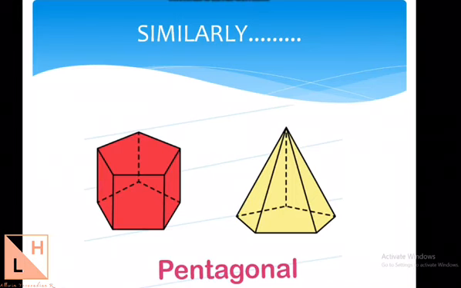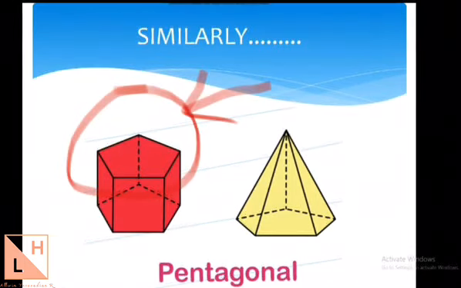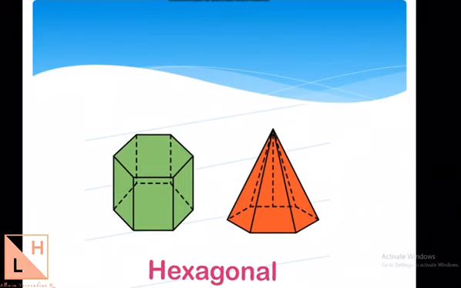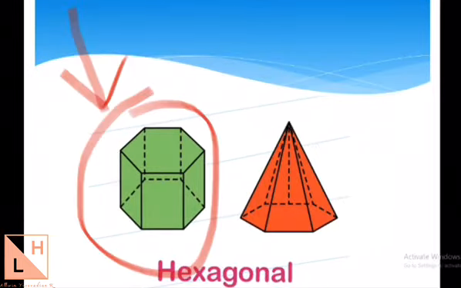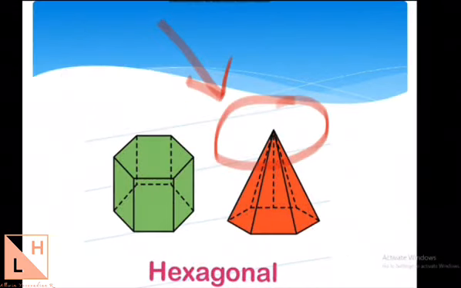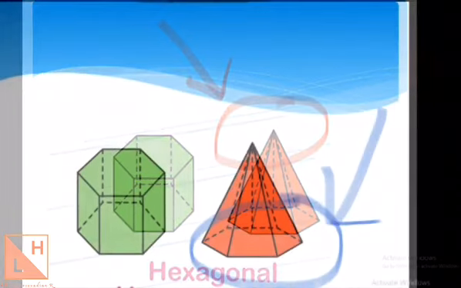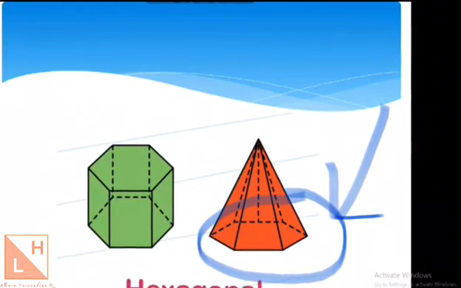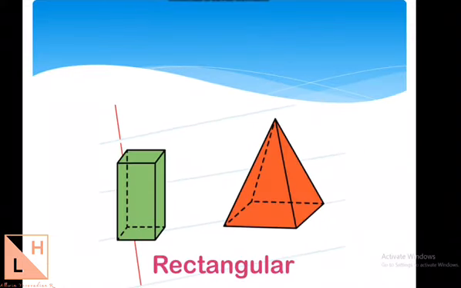And similarly you will find pentagonal prism and pyramid. In the prism, the base and top base, you can see it is a pentagon, and pentagonal pyramid means the base is made up of a pentagonal shape which is a 5-sided polygon. And you will also have hexagonal prism and hexagonal pyramid. So prism means the base and top will be of the same shape, and pyramid means the top will be a single point which is the apex. This is called a hexagonal pyramid because the base is made up of a hexagonal shape, that is a 6-sided polygon. You will also find rectangular prism and rectangular pyramid.